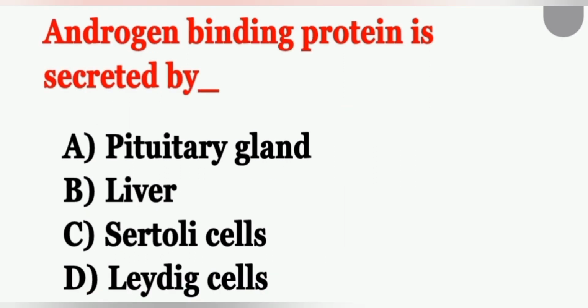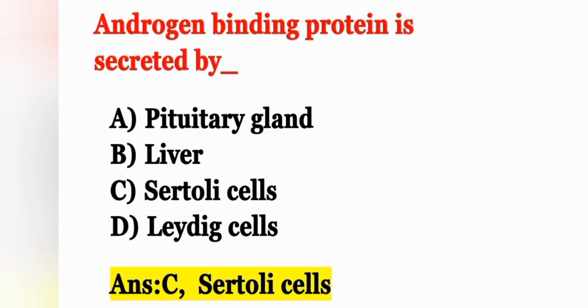The next question, androgen binding protein is secreted by. Option A pituitary gland. Option B liver. Option C Sertoli cells. Option D Leydig cells. Androgen binding protein is secreted by option C, Sertoli cells. This androgen binding protein is a glycoprotein secreted by the Sertoli cells of the seminiferous tubules. Okay, option C is the correct answer. Move on to the next question.